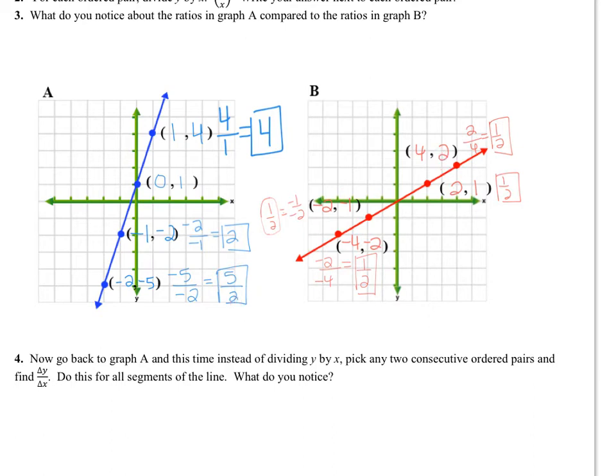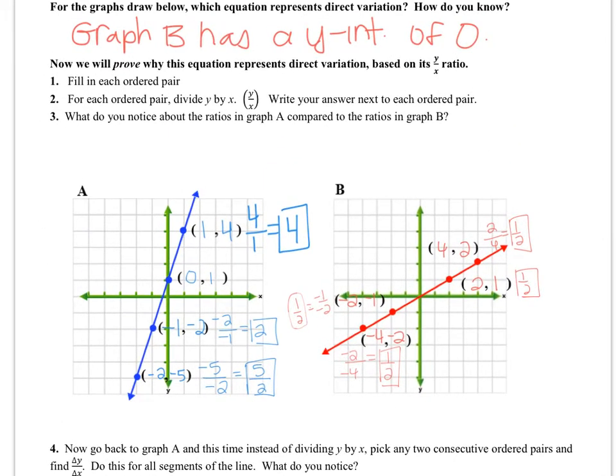If I look at these ordered pairs, so if I do y divided by x, it was 2 divided by 4, which is 1/2, 1 divided by 2, which is 1/2, negative 1 divided by negative 2, which is 1/2, and negative 2 divided by negative 4, which is 1/2.